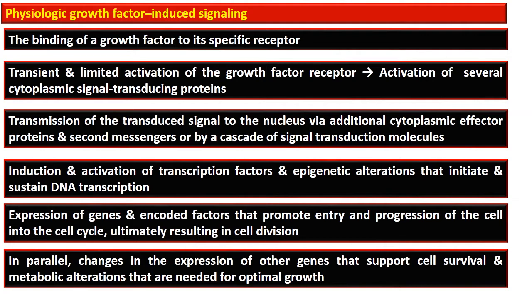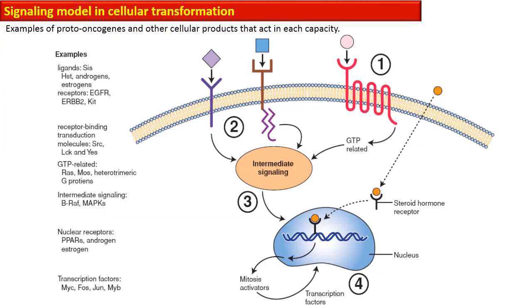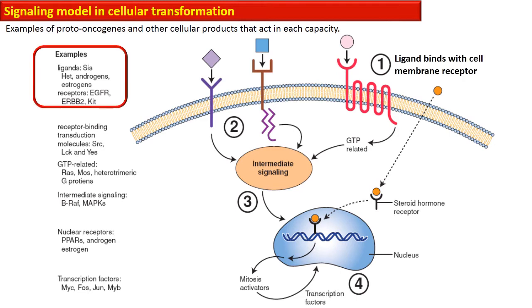Simultaneously, other genes that are responsible for cell survival and metabolic alteration are also expressed. This illustration is summarizing the signaling model in cellular transformation. A ligand binds with the cell membrane receptor. Examples of ligands are KIT ligand, HGF, androgen, and estrogen, and the receptors are EGFR, ERBB2, and KIT.